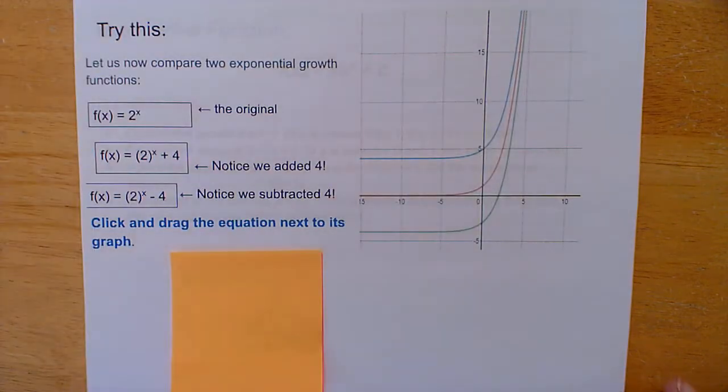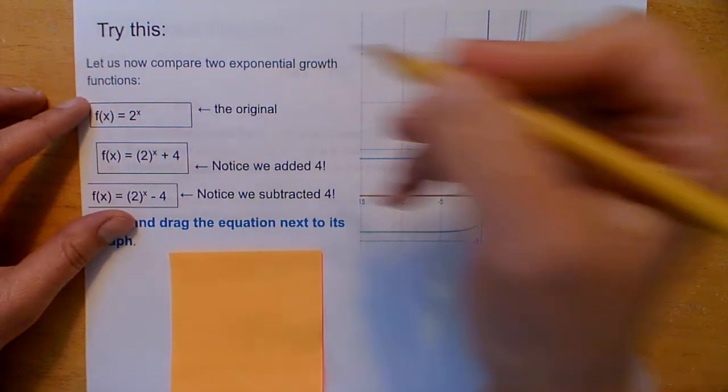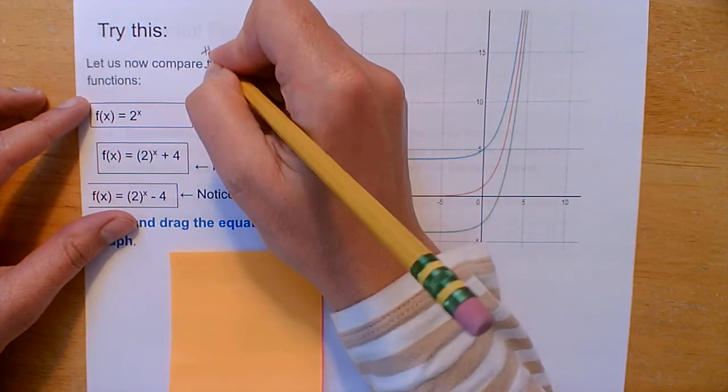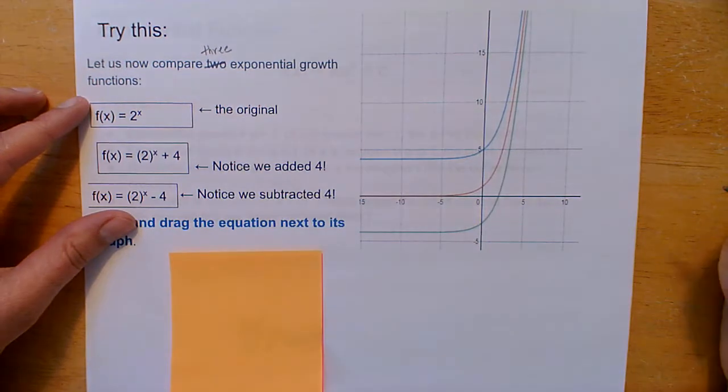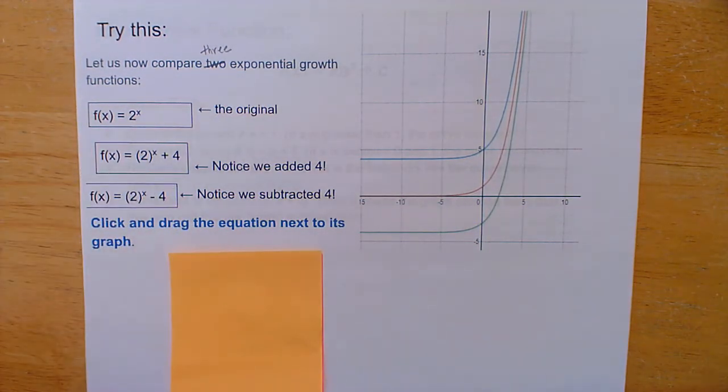Okay. Let's try this one. Let's compare two exponential growth functions. This shouldn't be 2, this should be 3. I actually added it on. I first started with those two. I said, let's look at the other one too.